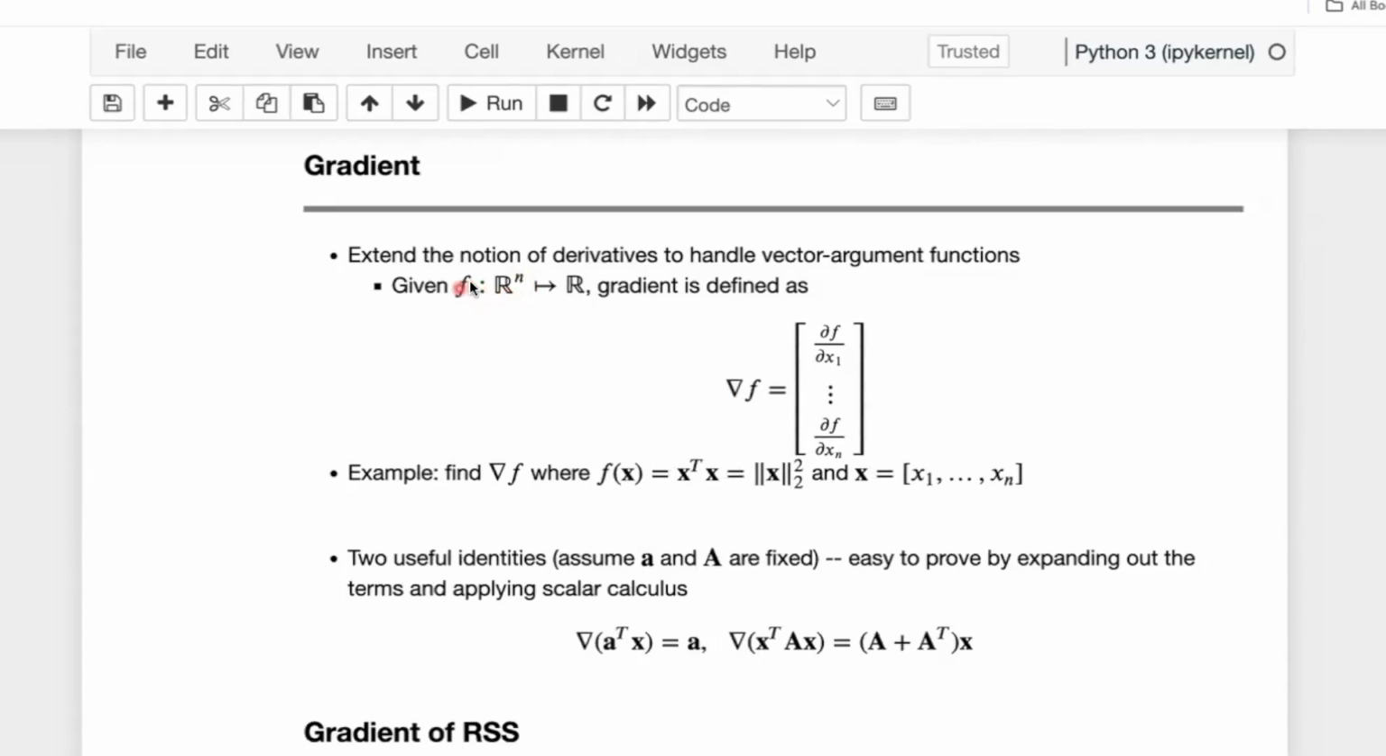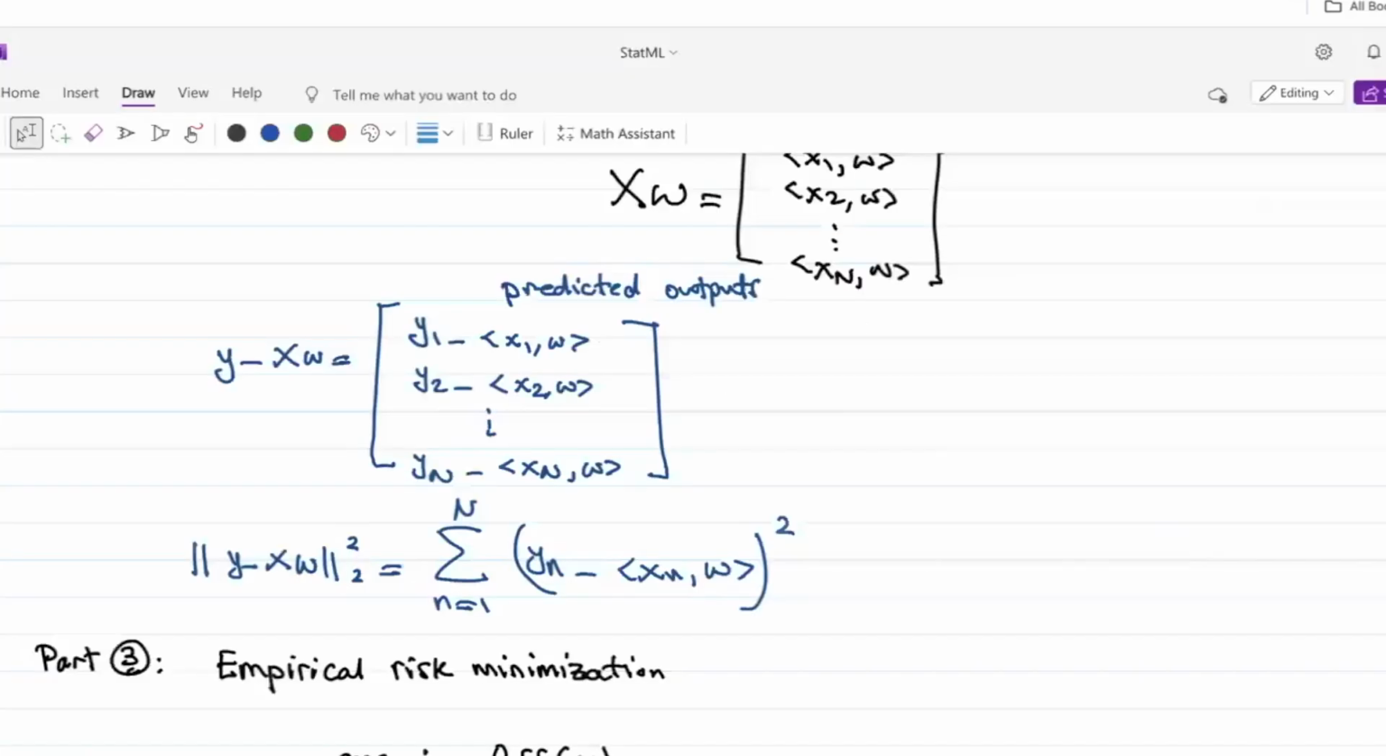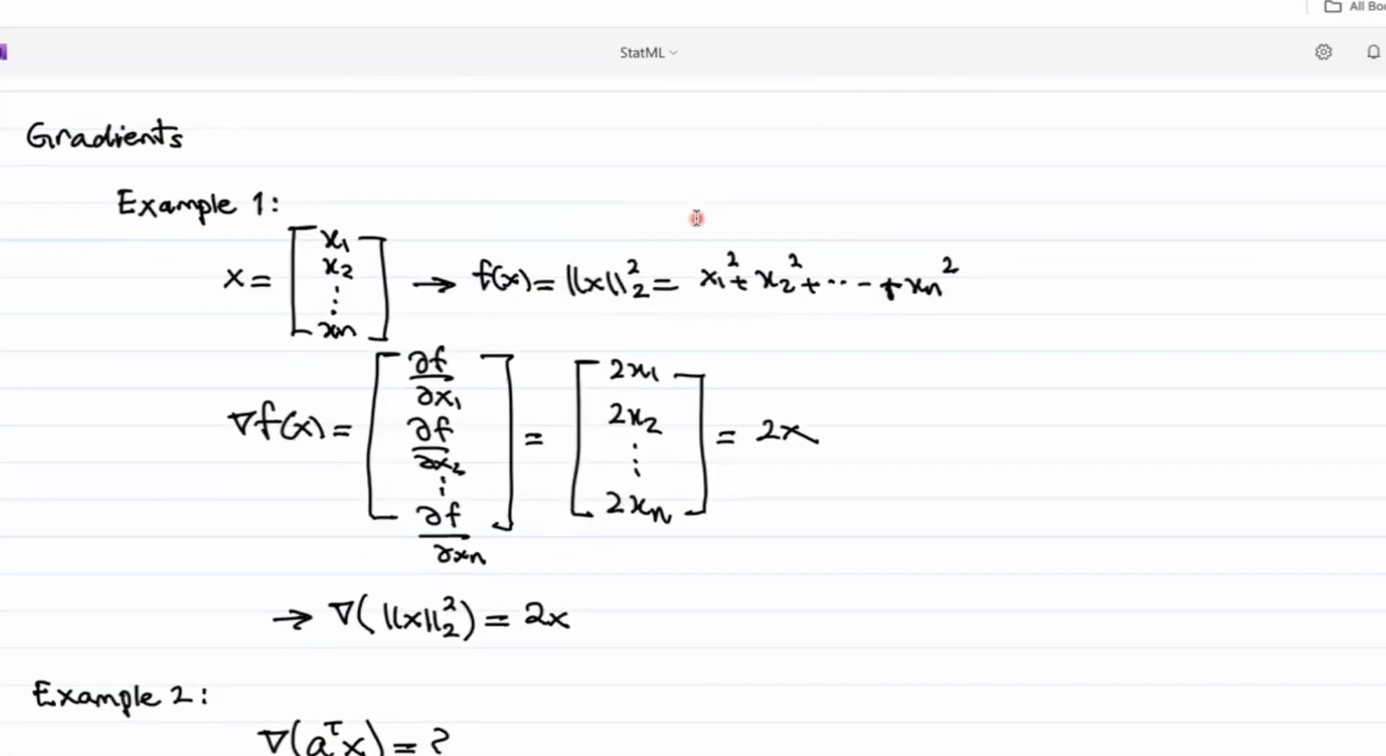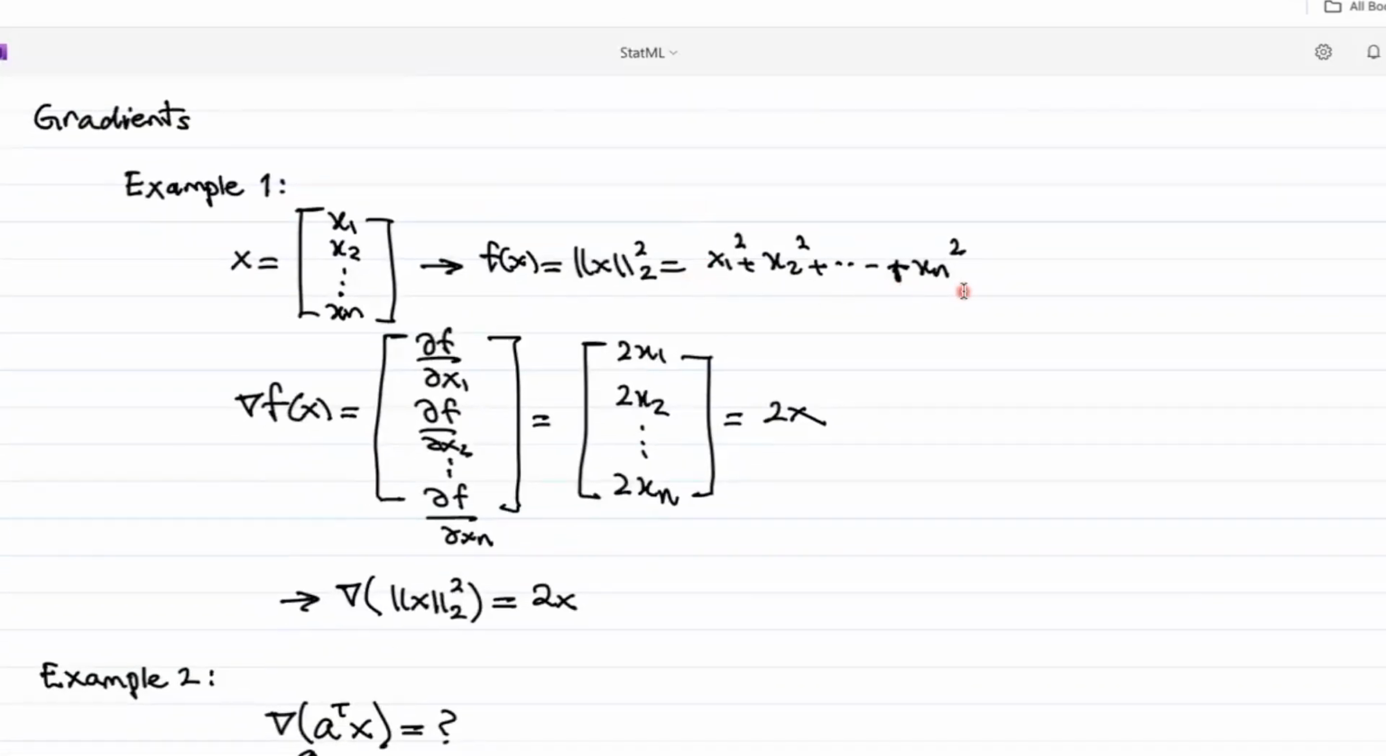So in this case, if you have a function which has n inputs, the gradient is a vector that has n elements, and each element is the partial derivative with respect to one of the elements. So let's say you have a vector x, which has n elements, and a function that is the Euclidean norm squared of this vector, then we can try to find the gradient. The idea is very simple in this case. We can represent this function simply as the sum of the squares of the elements.